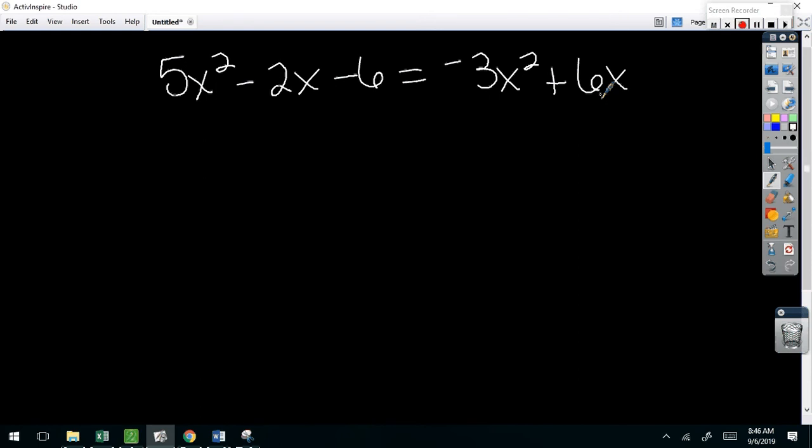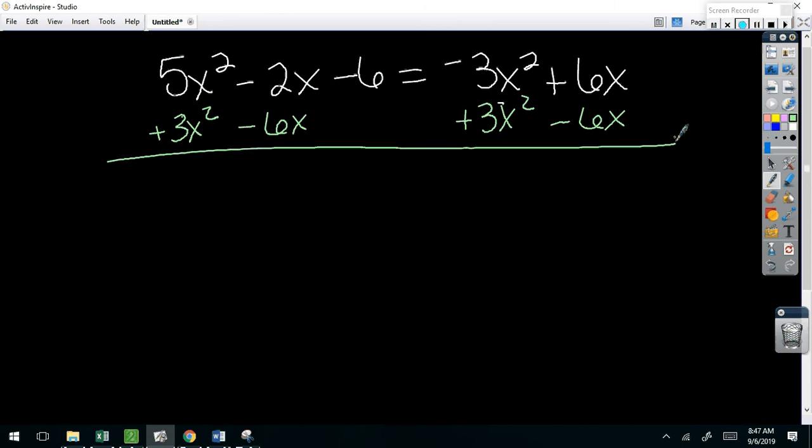Well, if I move the 5x squared, it's going to make the x squared negative. Remember, I don't ever want to factor with a negative first number. That's what I would do. I would move this one and this one, and I'm going to do them both at the same time. If you want to do them two separate times, that's fine.